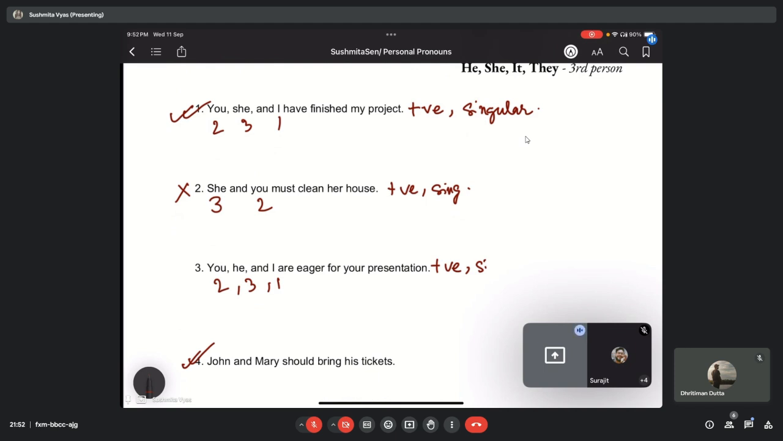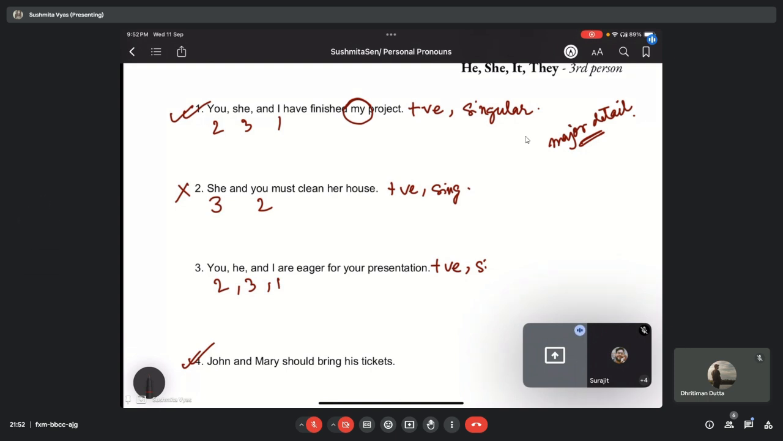Okay. So you have missed a major detail in this sentence. It should be their tickets. Yes, you have missed a major detail in this, because see, you, she, and I have finished my project. My project is my right here.